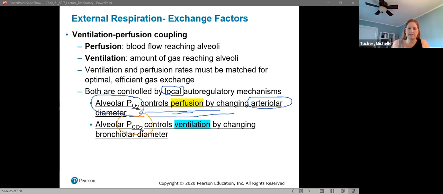PCO2, so carbon dioxide, controls ventilation rate by changing the bronchiolar diameter. When we get into acid-base balance, you'll have a better understanding of how carbon dioxide is acidic and how we control acid-base. One of the major mechanisms is by altering ventilation rate. This relationship becomes more intuitive. But oxygen controls perfusion, carbon dioxide controls ventilation rate, and they get together and we get ventilation perfusion coupling.